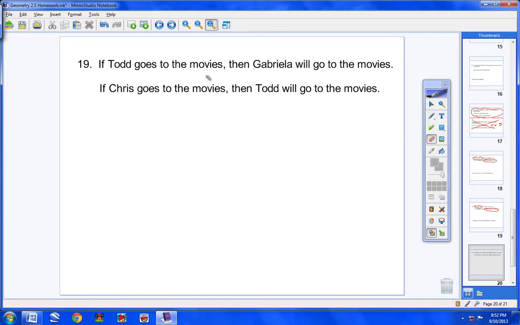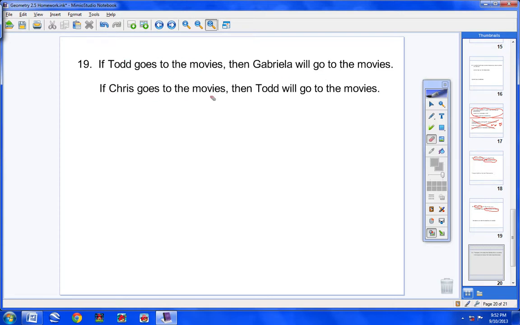If Todd goes to the movies, then Gabriela will go to the movies. And then you would expect it to say here, if Gabriela goes to the movies, then, but that's not what it says. So be careful here. Think this through. If Todd goes to the movies, then Gabriela will go to the movies. But look at line 2. If Chris goes to the movies, then Todd will go to the movies. Well, guys, we can read these in a different order. We don't have to start with the top.